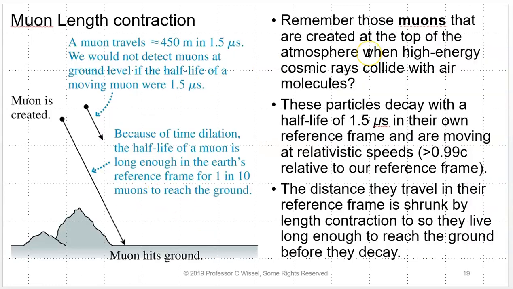Now here's another example. Remember those muons that are created at the top of the atmosphere when high energy particles collide with air molecules? These particles decay with a half-life of 1.5 microseconds in their own reference frame and are moving at relativistic speeds, greater than 99% of the speed of light relative to our reference frame. This means that the distance they travel in their reference frame is shrunk by length contraction. So to them, instead of having traveled 100 kilometers to the ground, they don't have to travel as far. So they live long enough to reach the ground before they decay.